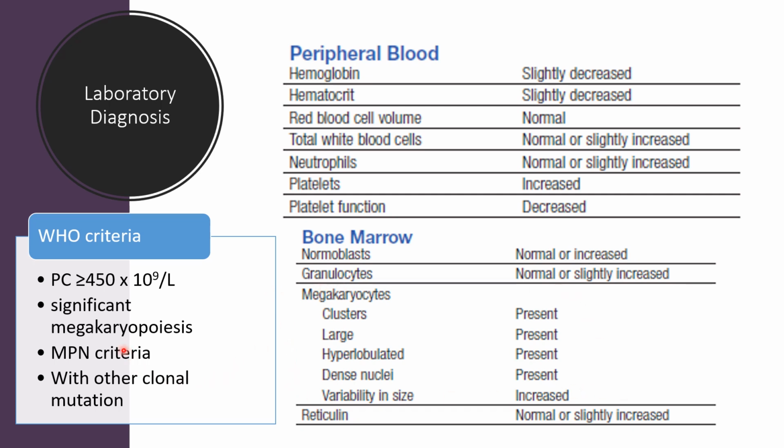Third, the condition cannot meet the criteria of any other MPN. That means ET is diagnosed by the process of elimination. You have to consider other MPNs first before considering ET. Fourth, the patients must demonstrate the JAK2 mutation or other clonal mutations. In the presence of all of these 4 criteria, then the diagnosis of ET may be established.